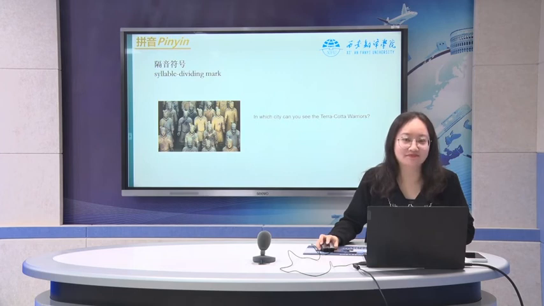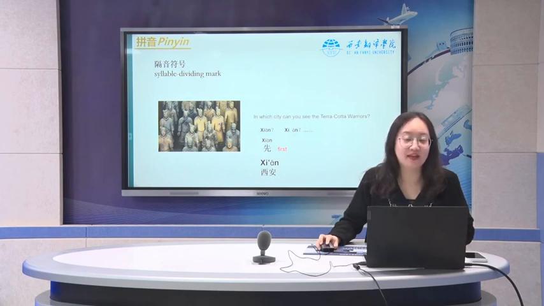And we have some rules about the syllable dividing mark. Do you know in which city can you see the terracotta warriors? Yes, in Xi'an. Now how to say the syllables? This one or this one? Or this one? If we read the word together, we have this one. 先 means first. So in this situation, we use the dividing mark. You can see this one is correct.